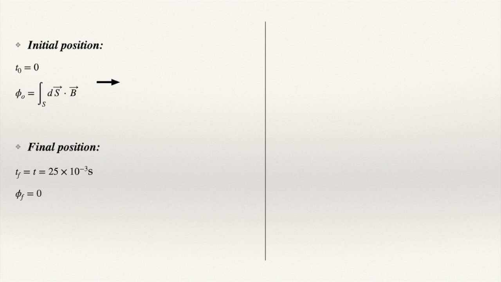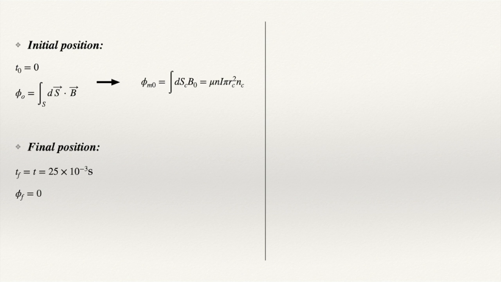In the initial position, we have initial time equal to 0 and the initial flux equal to the integral over a surface of B dot dS. We develop and end up having the expression you see.